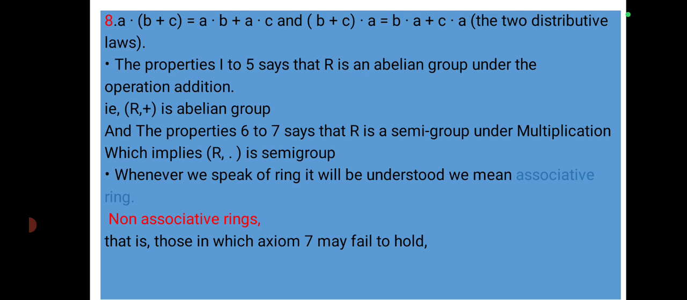Next, Z, dot is a semigroup. Semigroup means only two properties must be satisfied. What are the properties? Closure and associative. Let us take two integers. The multiplication of integers also belongs to the set of all integers. That is, the closure property is satisfied. Next, associative: multiplication is associative. Therefore, the set of all integers also satisfies the left distributive law and the right distributive law. Therefore, Z, plus, dot satisfies the nine properties. Hence, Z, plus, dot is said to be a ring.